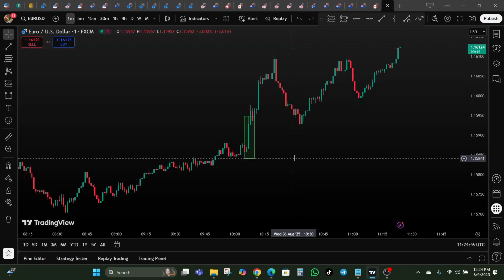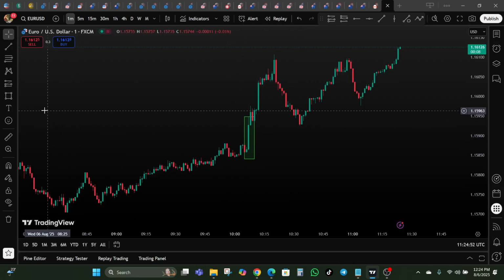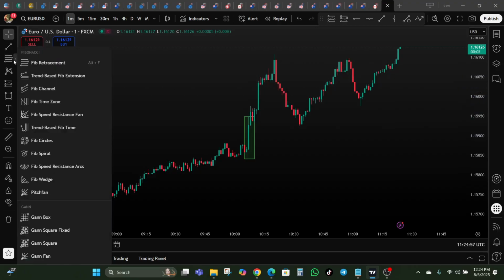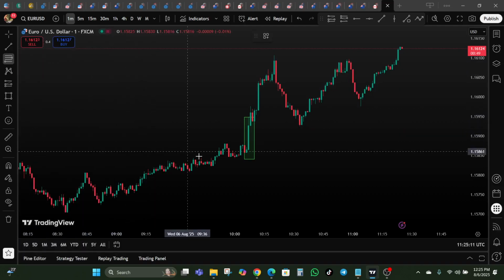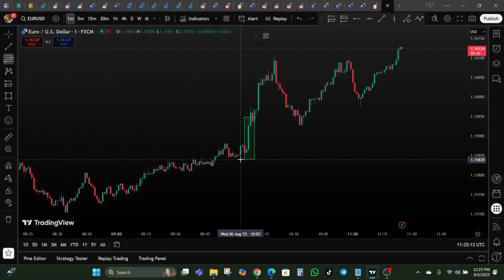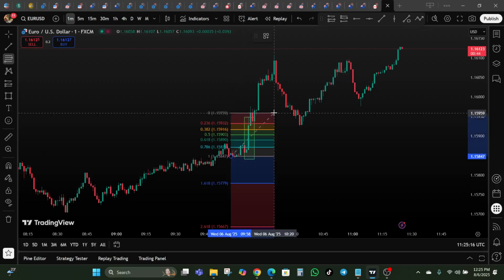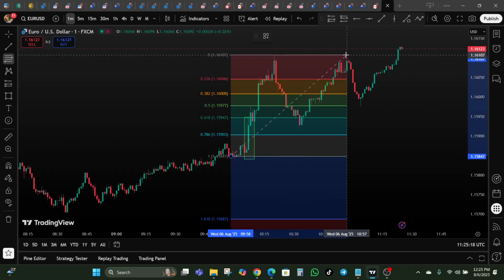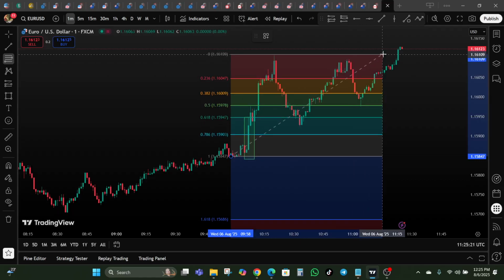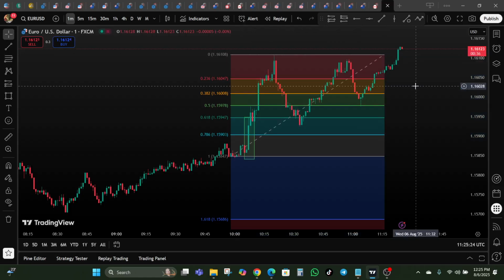Once the impulse is complete, you grab your Fibonacci tool and draw from the swing low to swing high for a bullish move. But if it is a bearish move, it's going to be from swing high to swing low. So, this is a bullish move, so we want to draw from swing low to swing high.